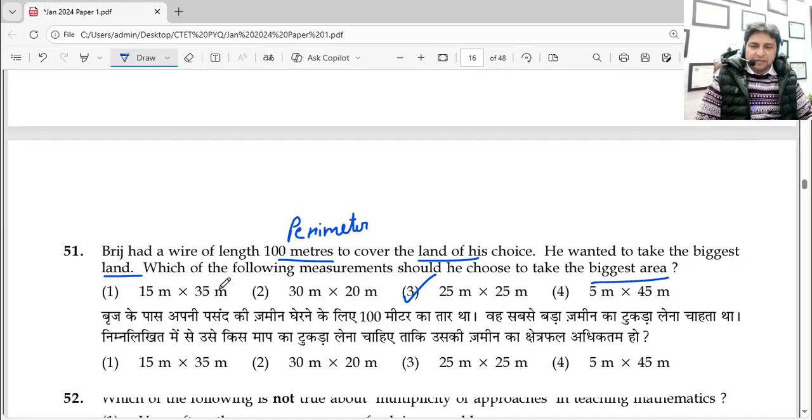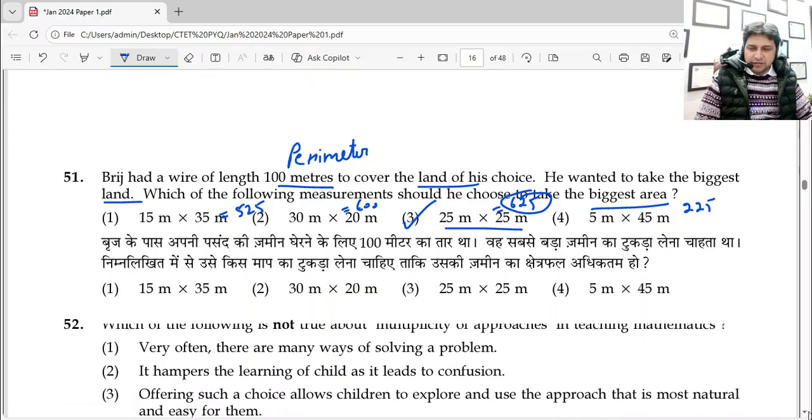15 into 35, that is 525. 30 into 20, that is going to be 600. 25 into 25, that is 625. 45 into 5, that is 225. So we can see which has the biggest area. 25 by 25, that is a square.